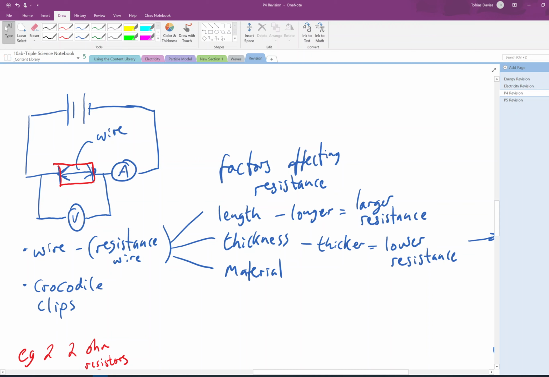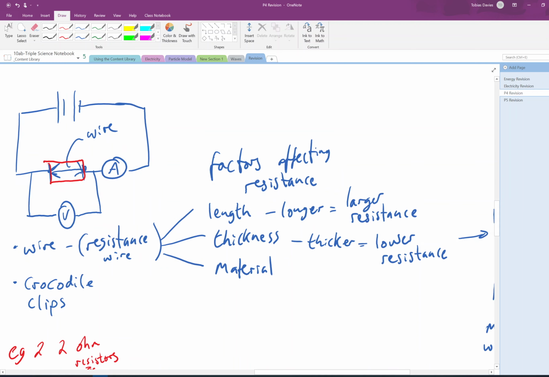So low resistance or low resistivity: copper, aluminium, gold, and then we often use an alloy called nichrome, which has a higher resistance, for measuring the resistance of a wire. In terms of your practical kit, you need a wire, your voltmeter, your ammeter, and some sort of power source, either a power supply or some batteries, but you also need your crocodile clips as well.